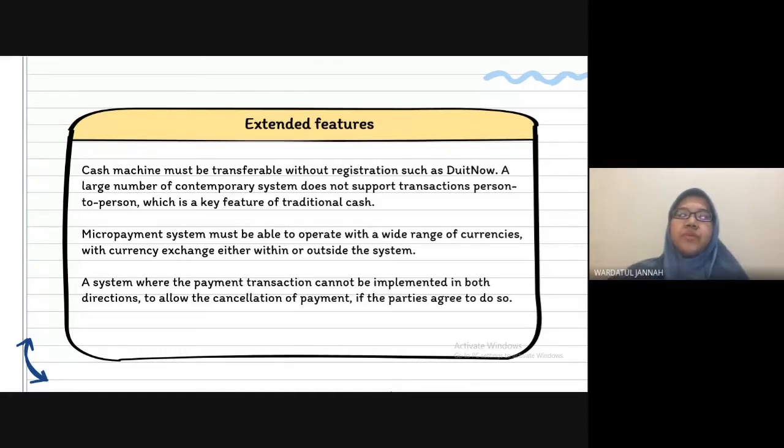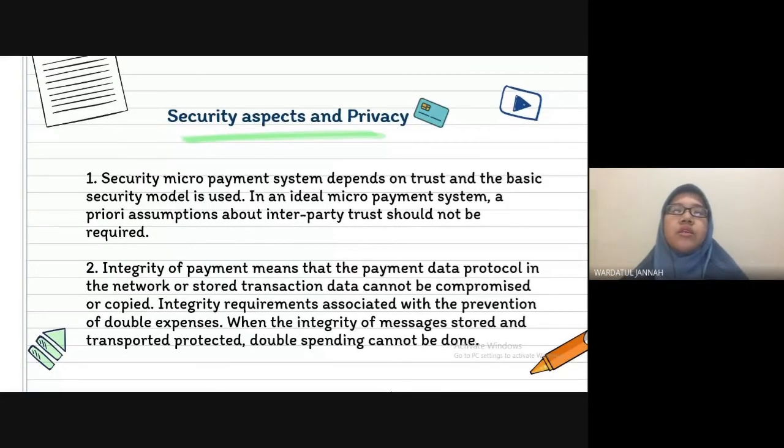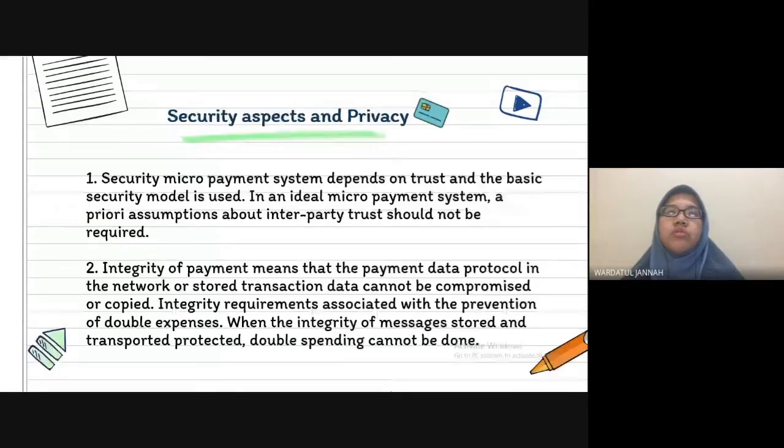Okay, next. Lastly, the characteristics of security aspect and privacy. Number one, security. Micropayment system security depends on the task and the basic security model used. The micropayment system is a priority association, but third-party tasks should not be required.